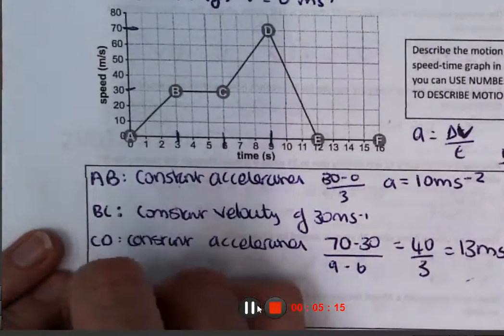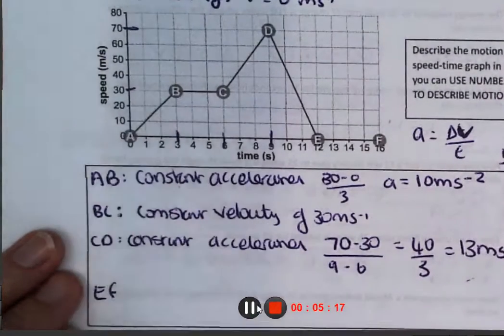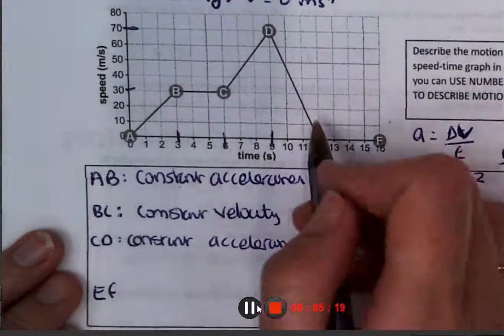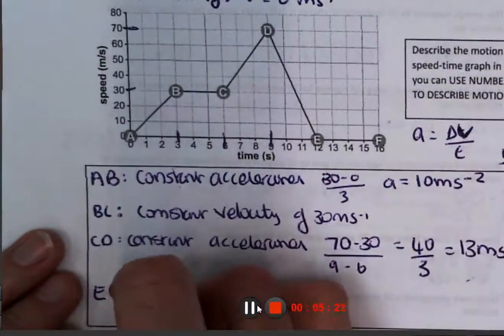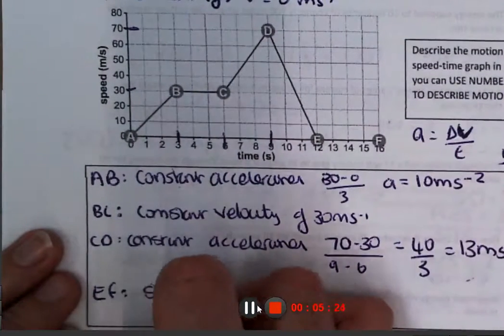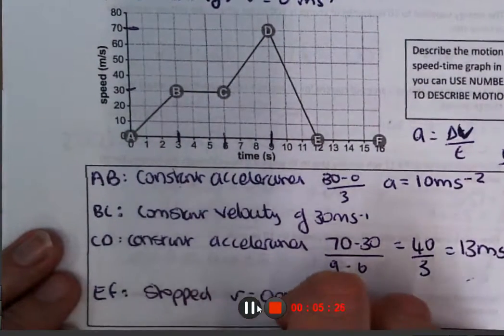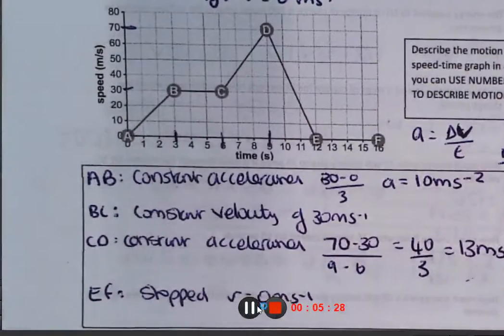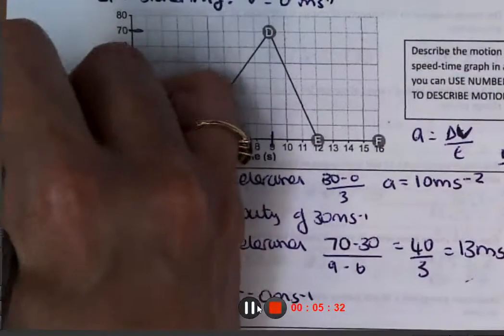Then E to F, okay, the car is at 0 meters per second, so the car has stopped. So our velocity is 0 meters per second. So that's how you calculate the acceleration from the gradient of the graph, okay?